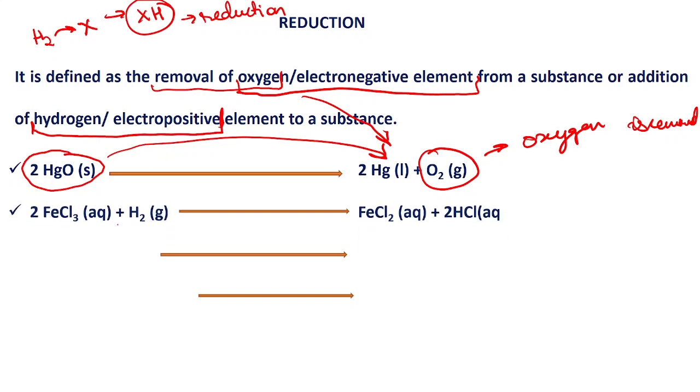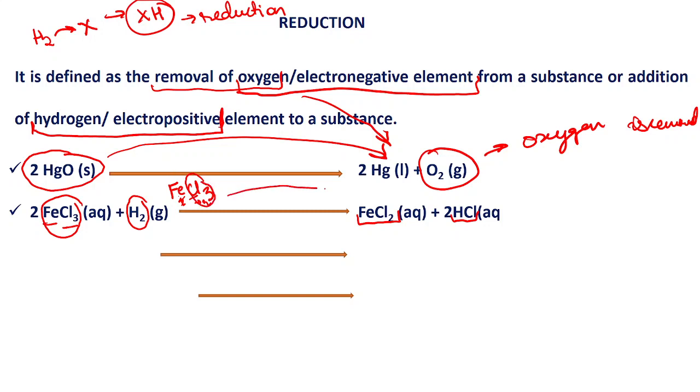In the second reaction, FeCl3 and H2 reacted, and the product is FeCl2 and HCl. Now compare the reactant and the product. In the reactant, with iron I had 3 chlorine atoms attached, FeCl3. Comparing electronegativity, iron lies on the left side and chlorine lies on the right side of the periodic table. So chlorine is more electronegative compared to iron.